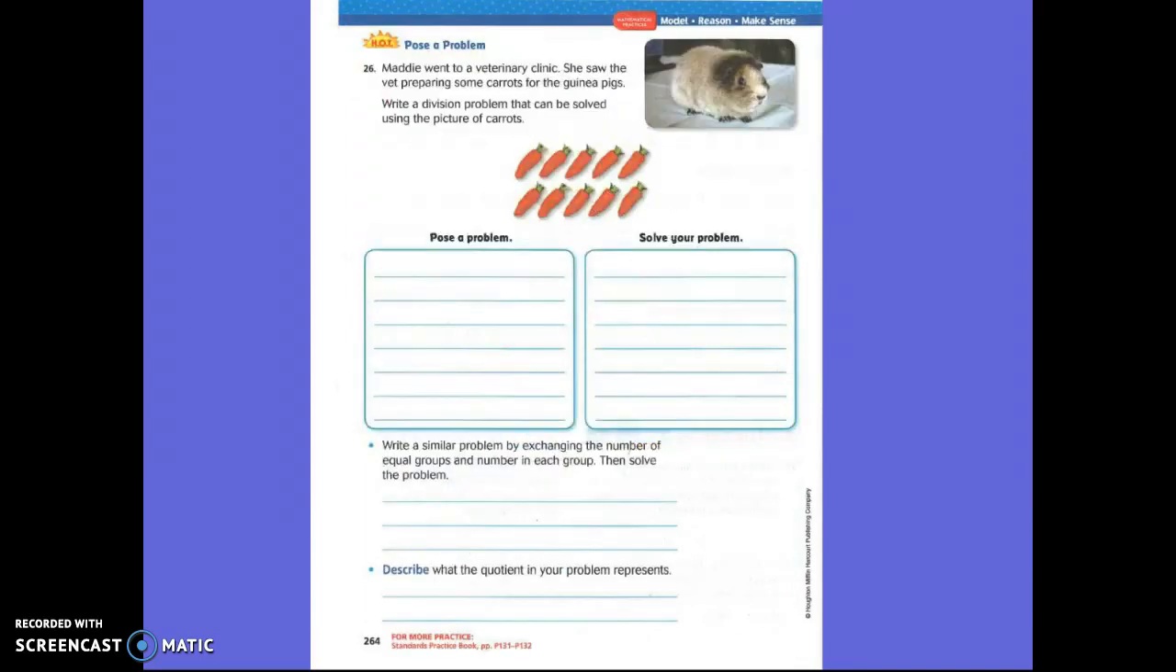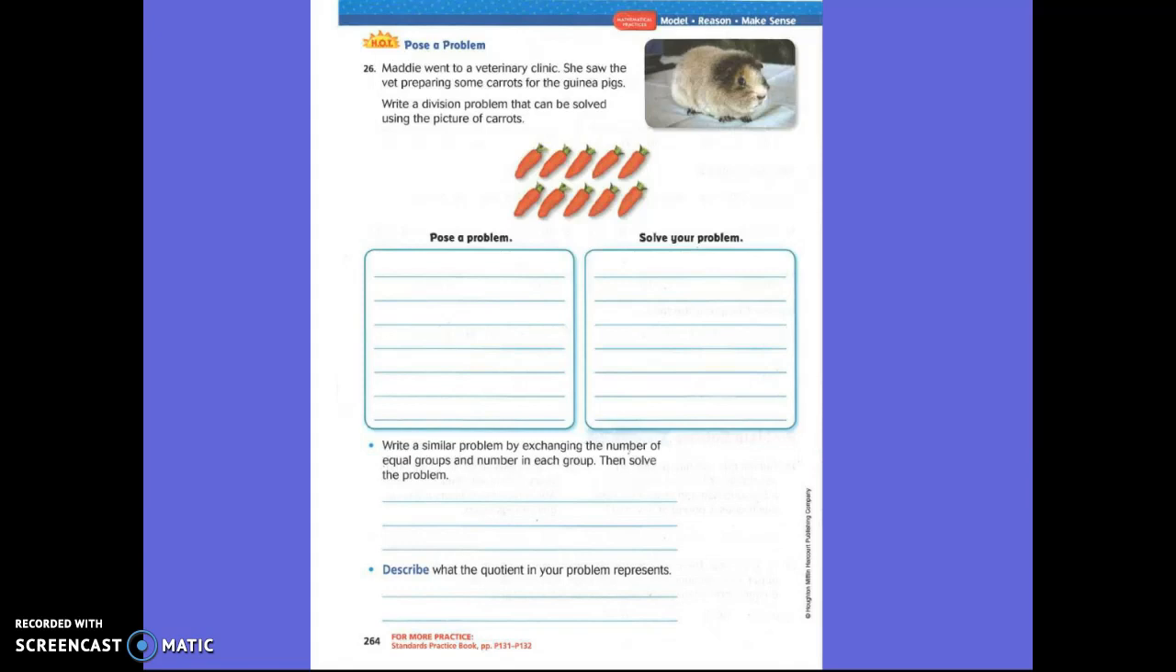Okay, boys and girls, cozy problem. Please read the story problem. Maddie went to the veterinary clinic. She saw the vet preparing some carrots for the guinea pig. Write a division problem that can be solved using the picture of carrots.